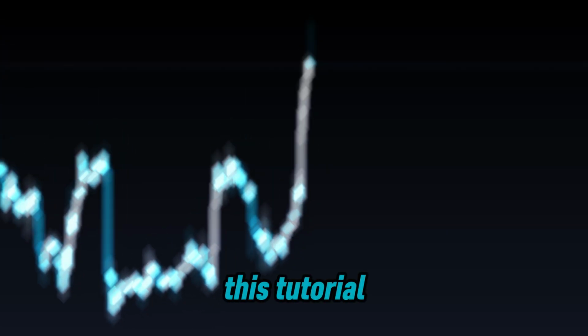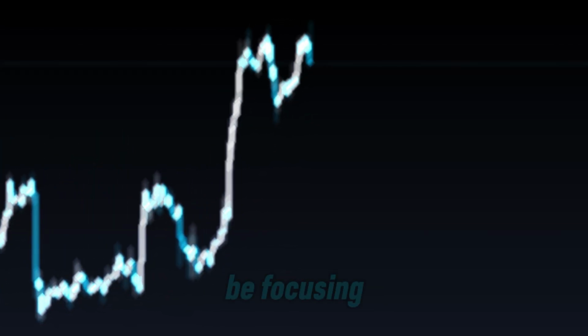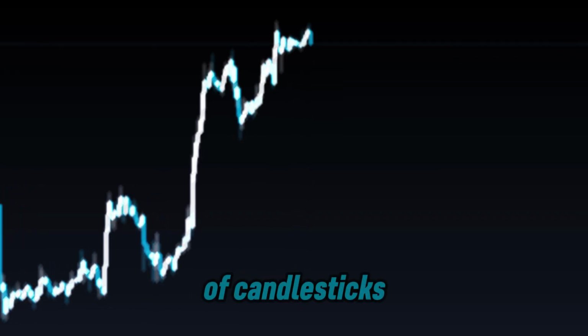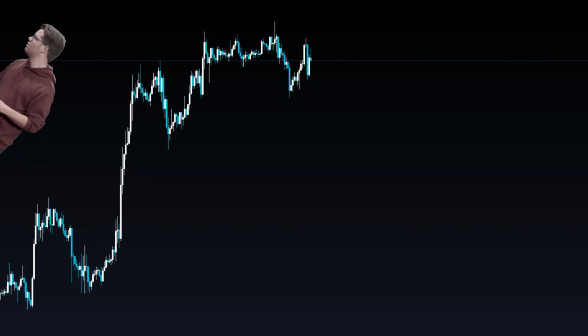Welcome to this tutorial on understanding candlesticks in crypto trading. Today, we'll be focusing on the two main types of candlesticks: continuation candlesticks and reversal candlesticks.